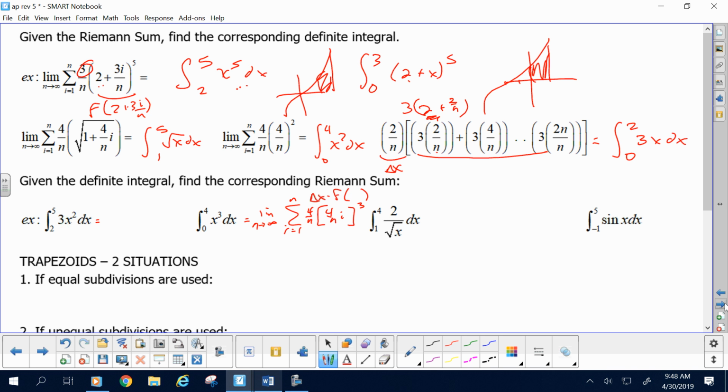Now let's go back to this one, which doesn't start at 0, so maybe a little harder. And let's go with the limit statement. The sum, what's the delta x? 3 over n. And the function is 3 blank squared. But what goes into the function each time? Think starting value plus changes. 2 plus 3 over n some number of times.